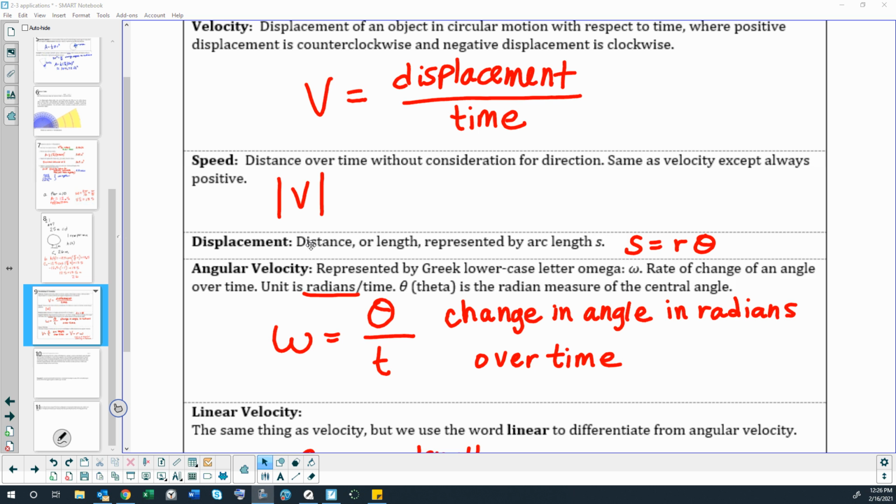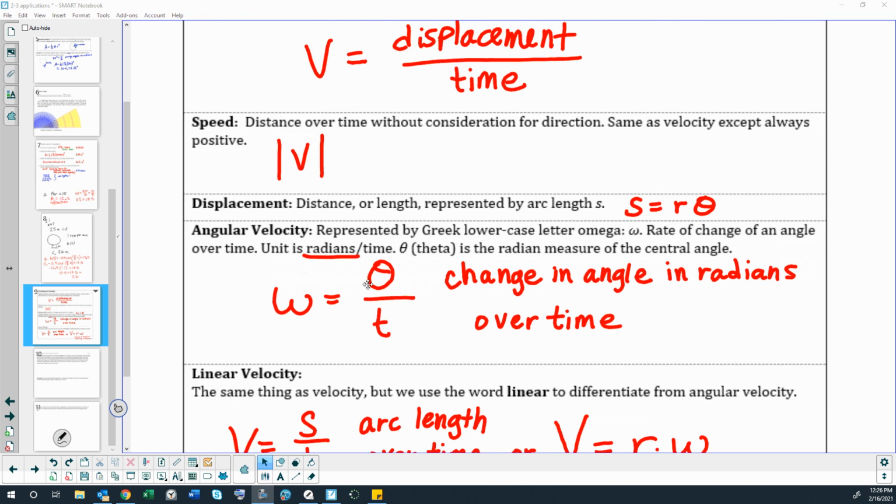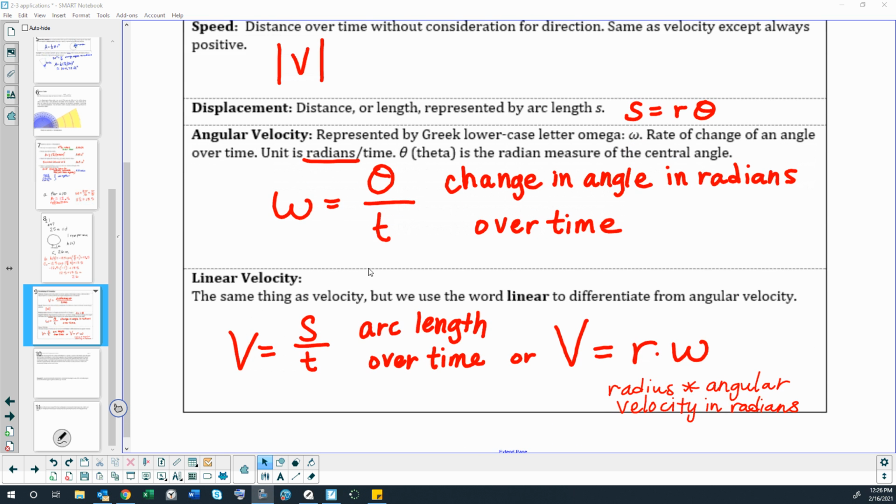Displacement can be represented by arc length, how far something is going in circular motion. So of course we just learned this formula, S equals r theta. There's two different types of velocity. We have angular velocity, which is represented by the Greek letter omega, and that's where we have a change in angle over time. And then we have linear velocity, which is the length of the arc over a specific time.